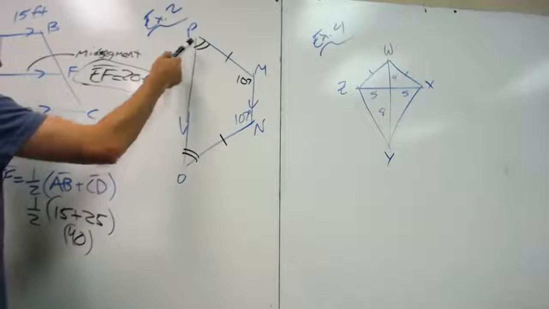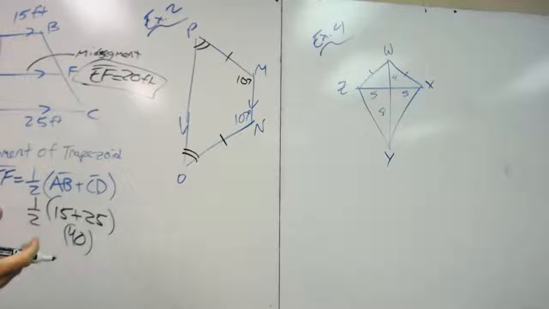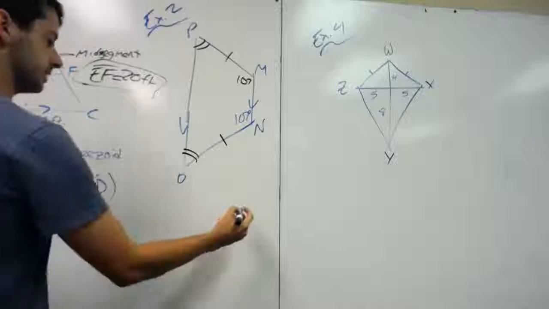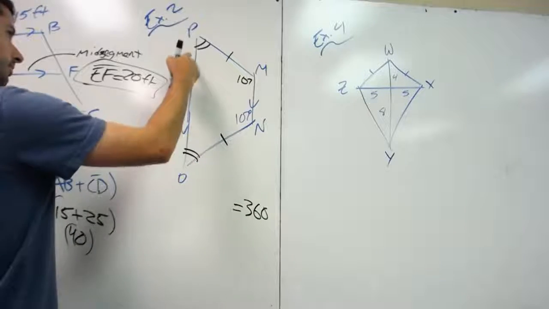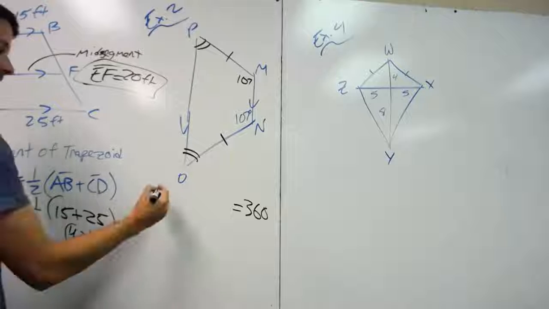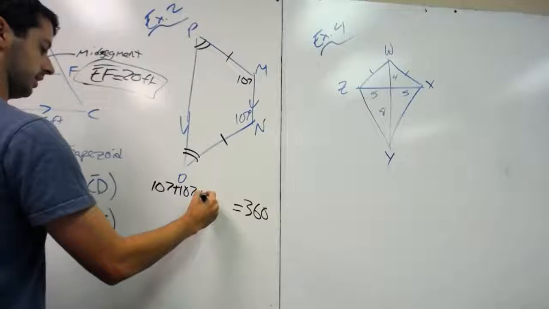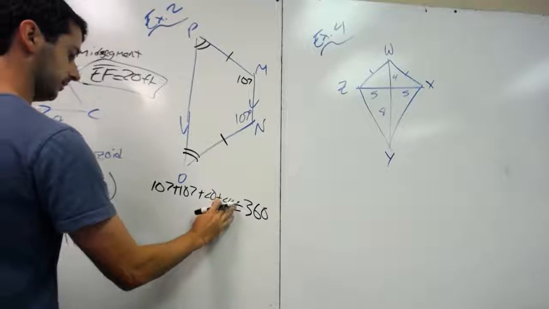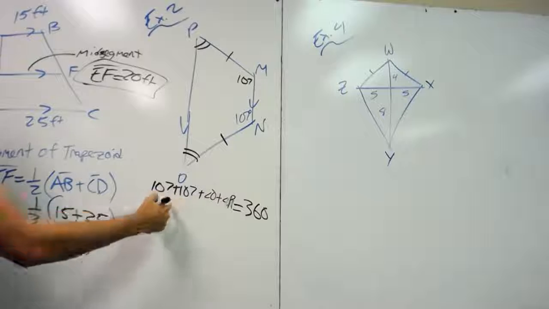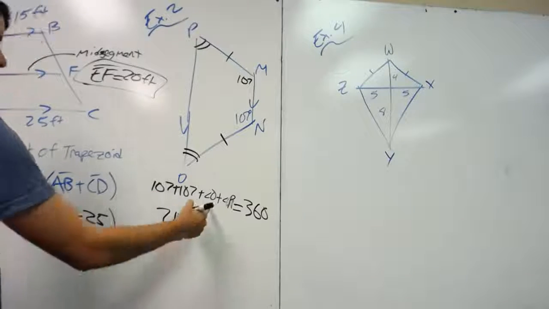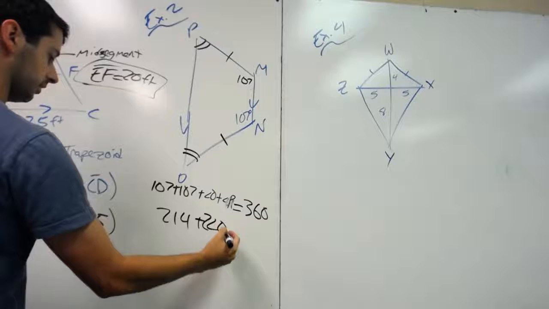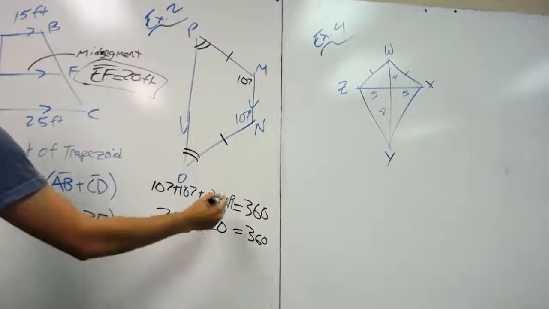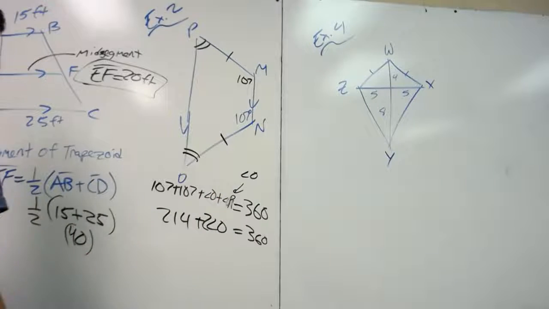So how can we solve for O and P? Well, in a polygon, or quadrilateral, sorry, interior angles add up to be 360. So what we can say is angle M plus N plus O plus P equals 360. So we add 107 and 107 together to get 214. Now since we know that O and P are the same measure, we could just say plus 2 angle O.